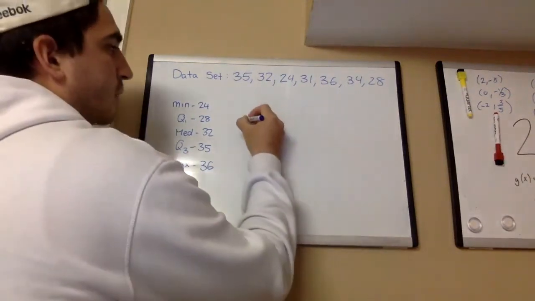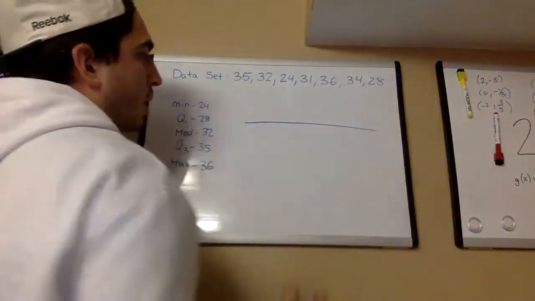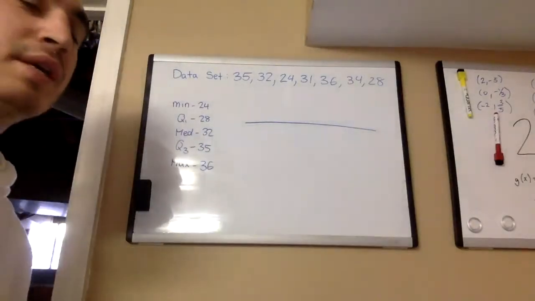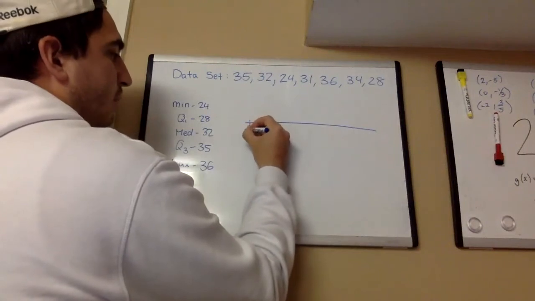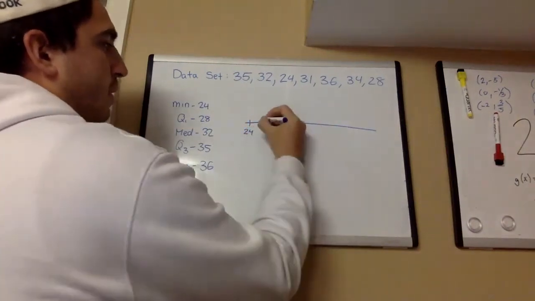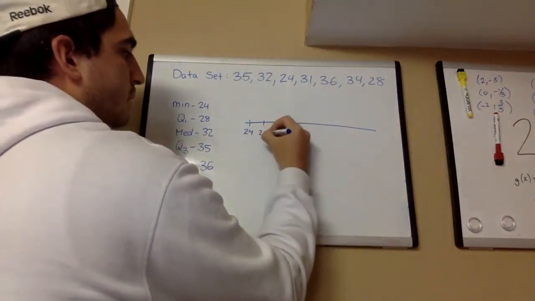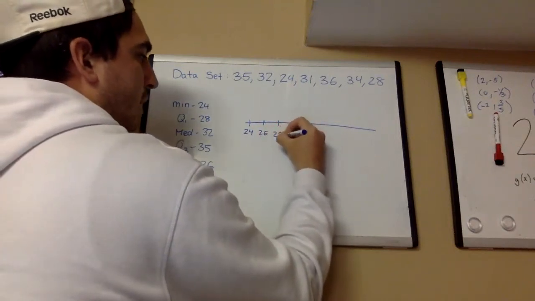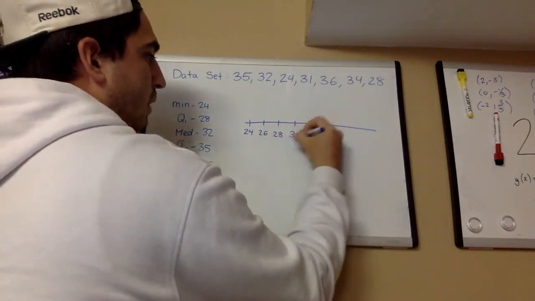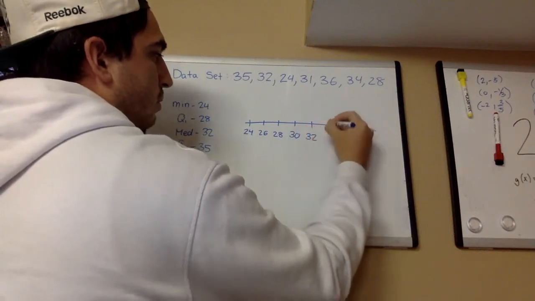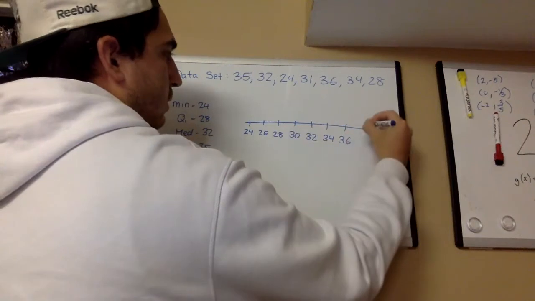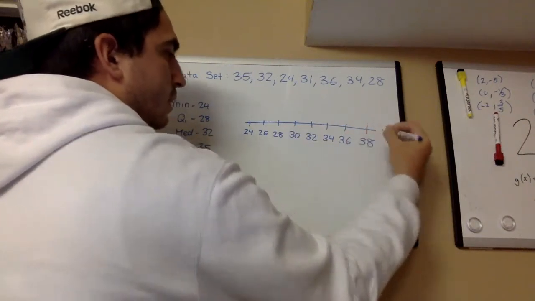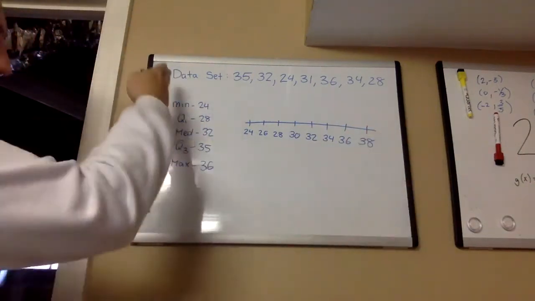So I'm going to start making it. When you make your line, make sure that you are consistent. Since my min's at 24, I'm going to start my line at 24. And then I'm just going to go up by 2s. So 26, 28, 30, 32, 34, 36, 38. So that fits my entire points.